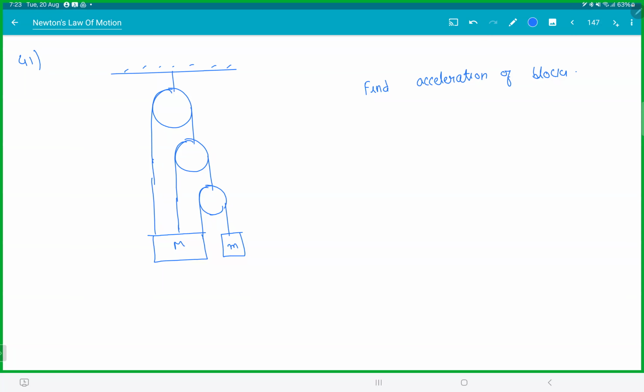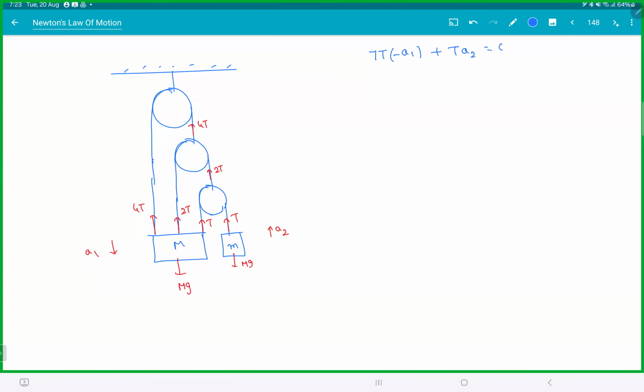Let's see. Step 1, choose a system, draw the FBDs. I'll start from here. Let this tension be T. This guy would be mg. This would be T. This would be 2T. This would be 4T. This would be 2T. And this would be 4T. Assign accelerations. I will assume this guy is coming down, A1, and this guy is going up, A2. Find relation between them. String constraints. 7T into minus A1 plus T into A2 equal to 0. So A2 is 7A1.